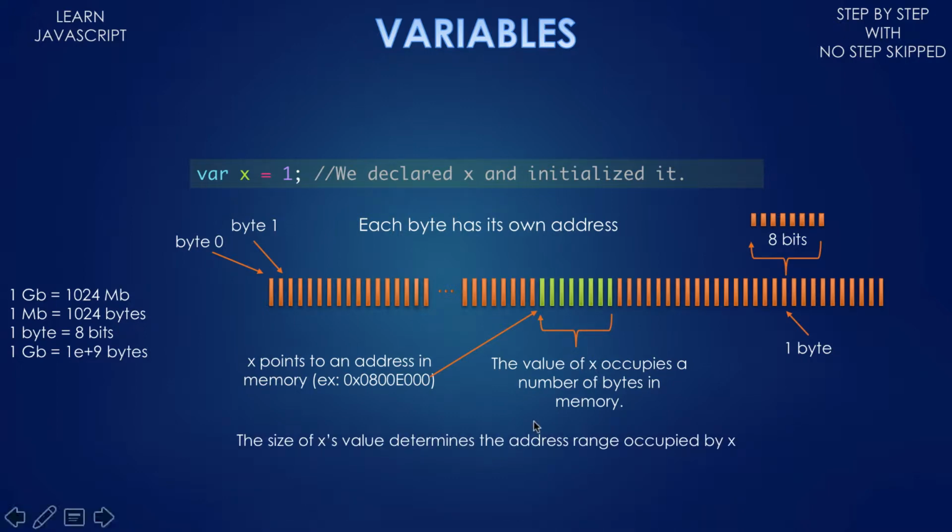And that number of addresses will depend on the size of x. Numbers, for example, in JavaScript will occupy 8 bytes, which is the equivalent of 64 bits. Okay, so now hopefully you have a proper understanding of how JavaScript handles the memory side in your computer when dealing with variables.